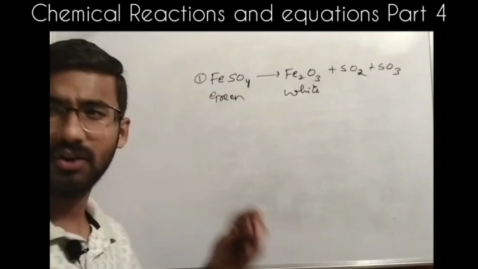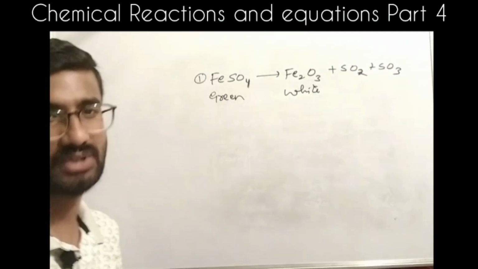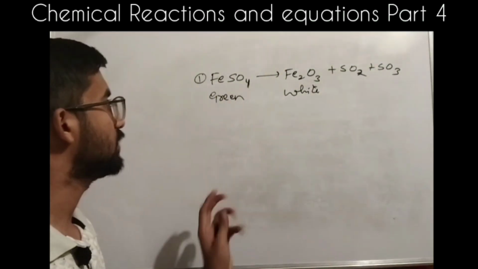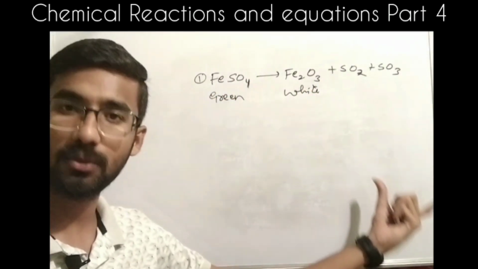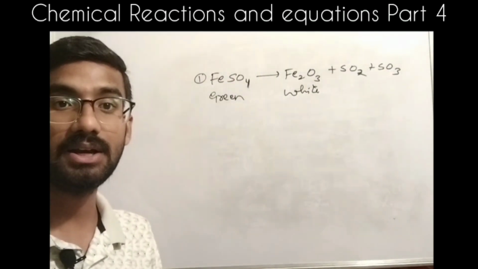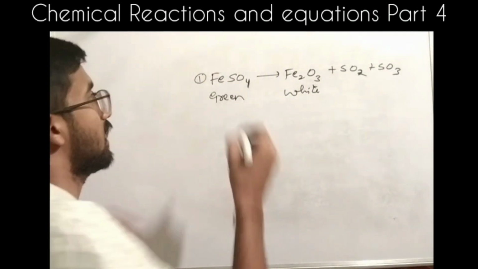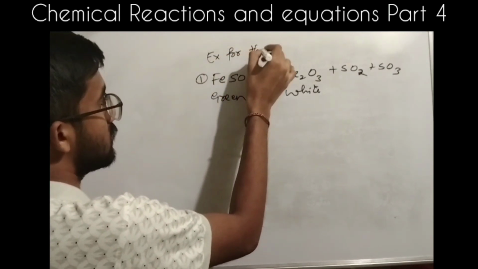FeSO4 is green in color and the product is white in color, because of the water content. We will discuss water of crystallization in the metals and non-metals chapter, so do not worry about that. Now you see, a single reactant gives two or more products. It is called a decomposition reaction, and it is an example of thermal decomposition.